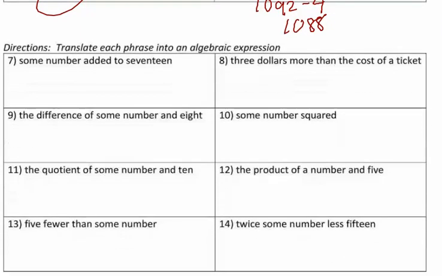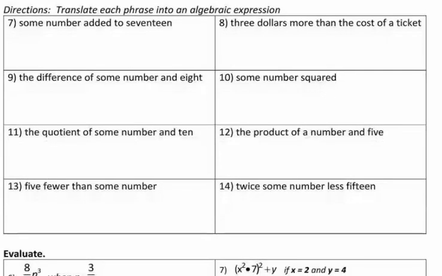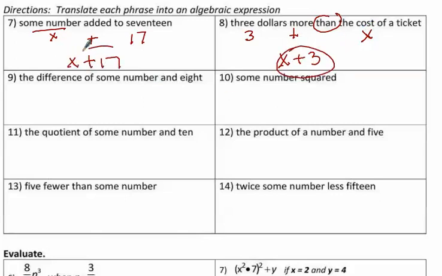Let's review translation. Remember, for translation, you want to go from left to right unless you have a flip word, than or from. Some number, so that'll be x, added to 17. Number 8, $3 more than, that's a flip word, the cost of the ticket. So it should be x plus 3. This one remained x plus 17.